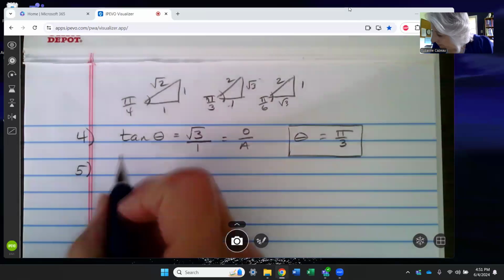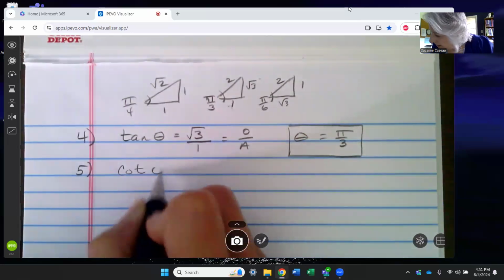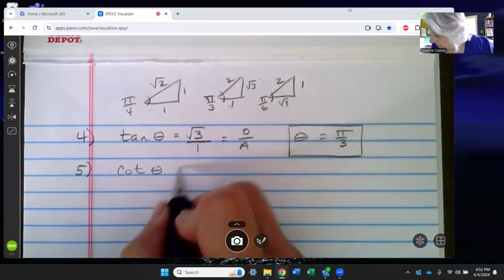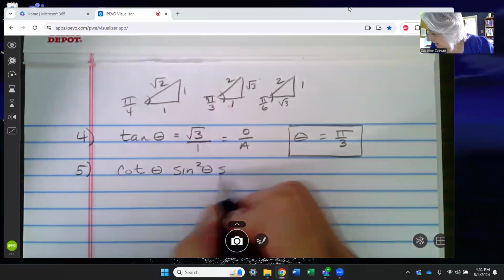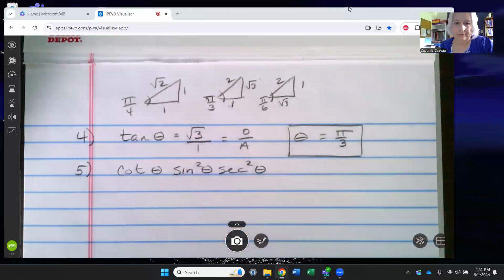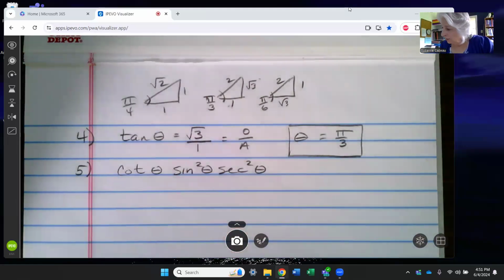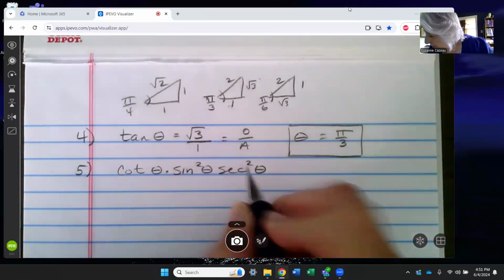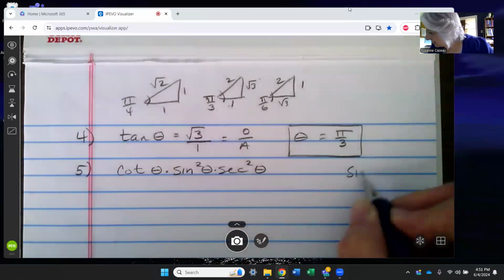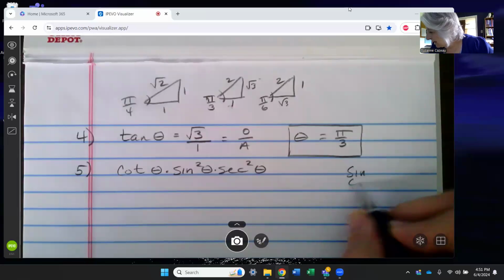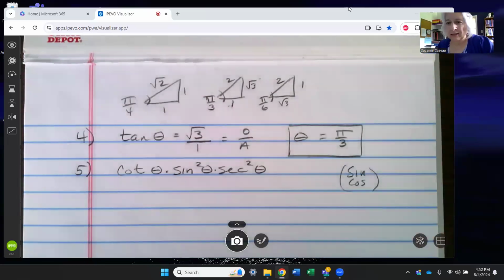We want to rewrite the following: cotangent theta, sine squared theta, secant squared theta. Okay. And you can think of this as over 1. These guys are all being multiplied, right? So now I like to write things in terms of sines and cosines. So sine, cosine, think sine and cosine.